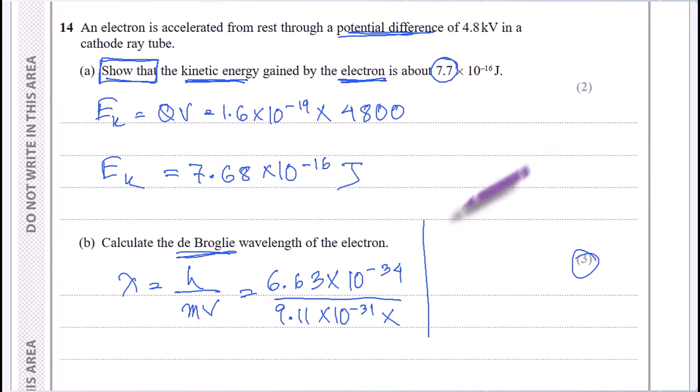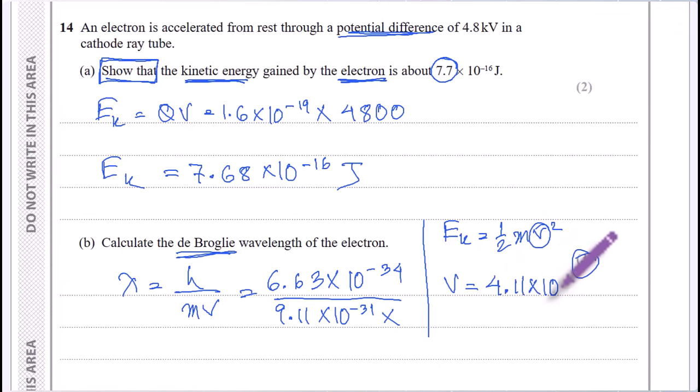So we have the kinetic energy. We all know the equation for kinetic energy is kinetic energy equals half mv squared. I know the value of kinetic energy. I know the mass of the electron. All you do is just make V the subject of the equation. So the value of V is 4.11 times 10 to the power 7 meter per second.